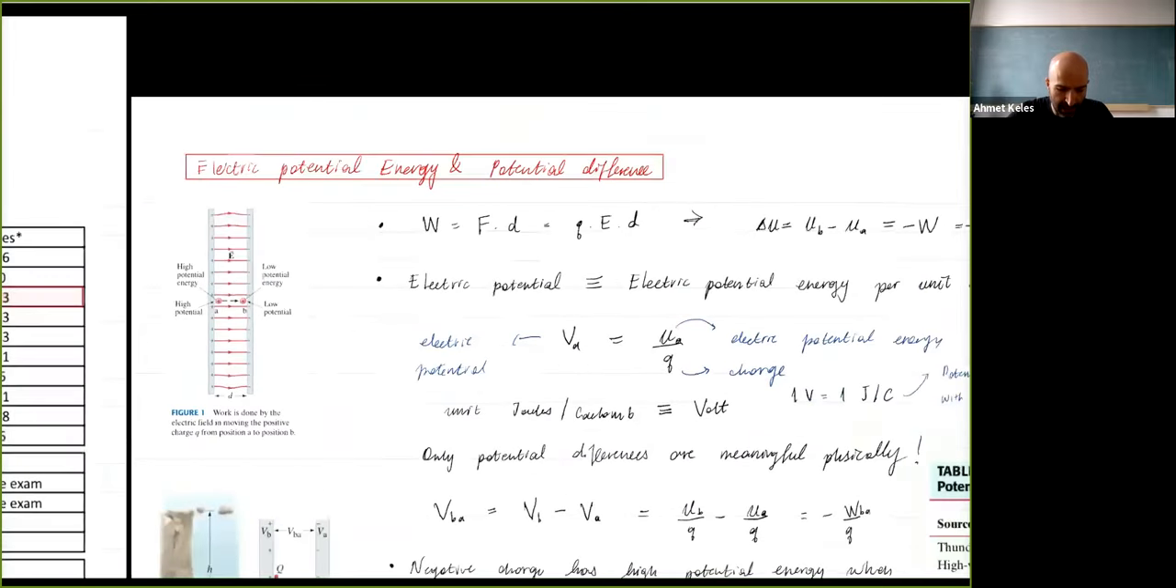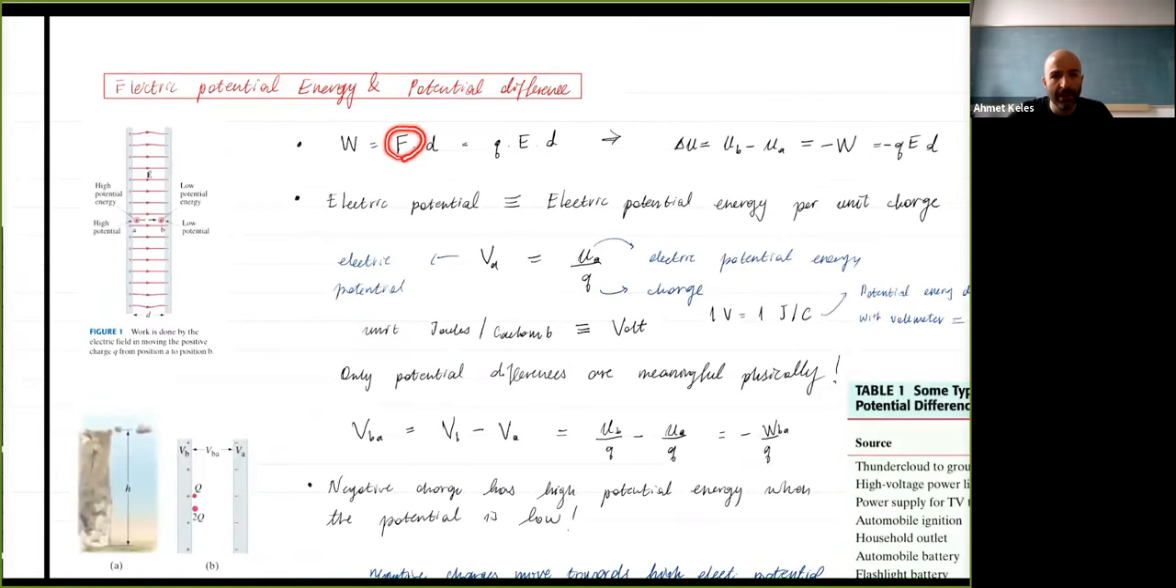Then we can write an expression for F here. If you have a charge Q starting from here, the force it experiences is Q times E. Then the work is Q times E times D.